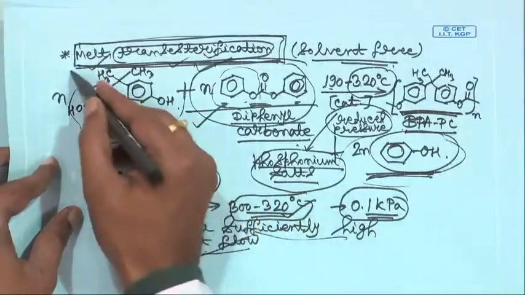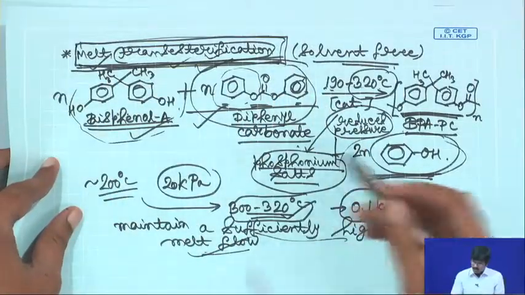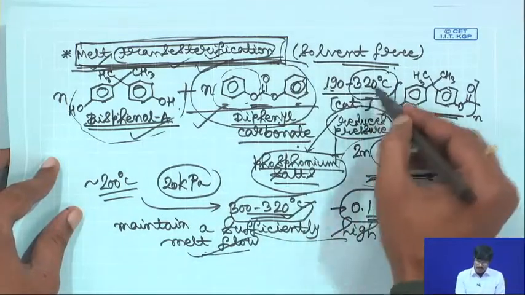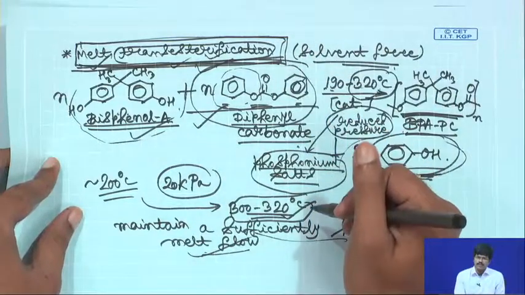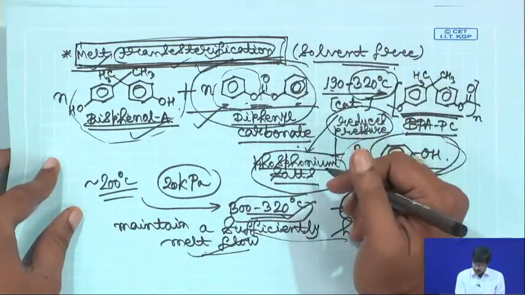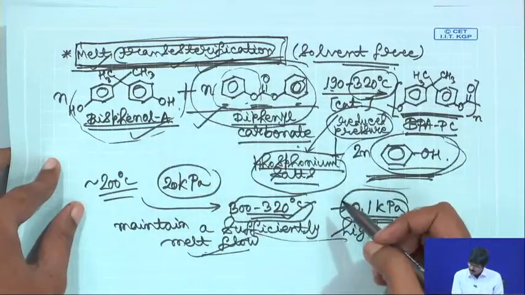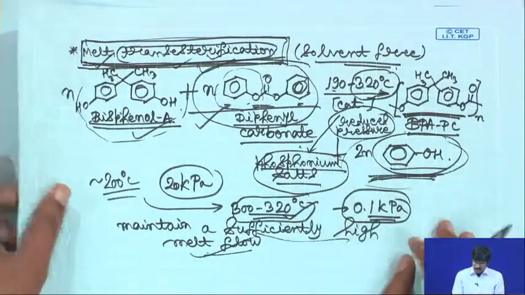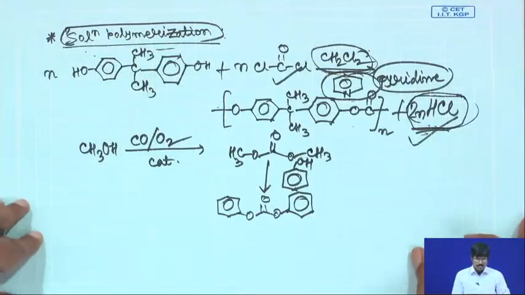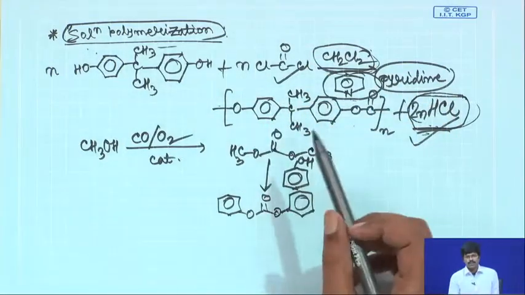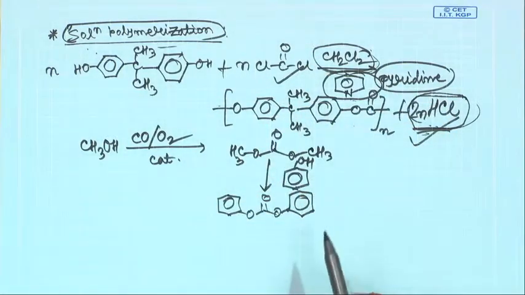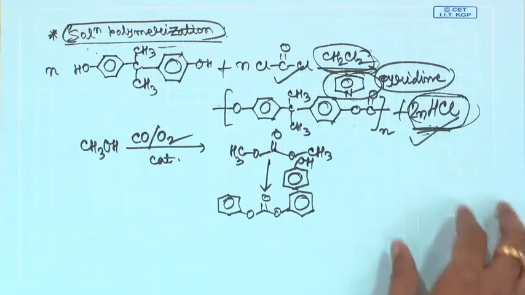But one disadvantage of melt transesterification is that it requires high temperature in order to remove phenol. So, you have to go upwards of around 300 degrees Celsius, but if you compare with interfacial polycondensation, for example, you just need to use 20 to 30 degrees Celsius. So, that is a big disadvantage for melt transesterification reaction. So, I think that completes our discussion on these first three techniques of industrial preparation of polycarbonate, either melt transesterification or interfacial polycondensation or solution polymerization.